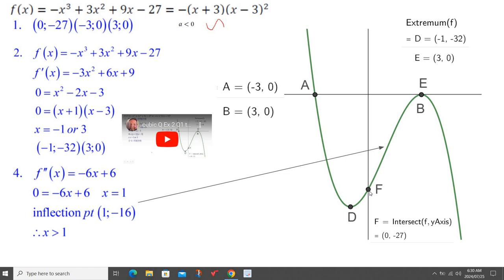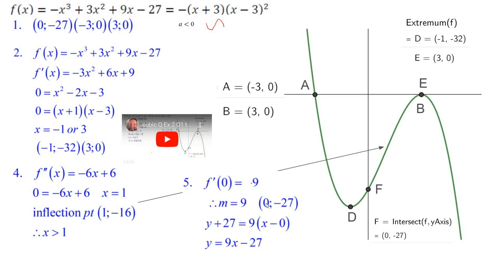Well, if we want the equation of a line, we need the gradient. And how do we get the gradient? We take the derivative. So there it is, minus 3x squared plus 6x plus 9. So there's the derivative. We don't want to make it equal 0, actually. We want to find out when x is 0, what the gradient would be. That's what this derivative tells you. So if I let x equal 0, the gradient is 9.